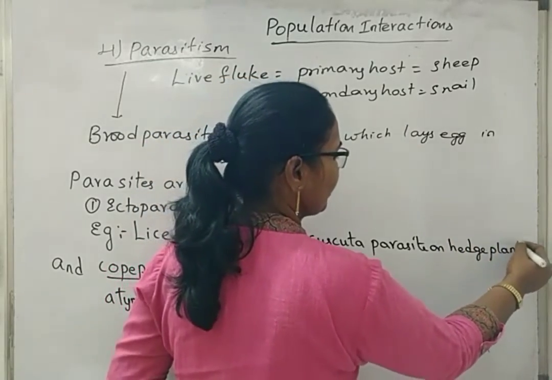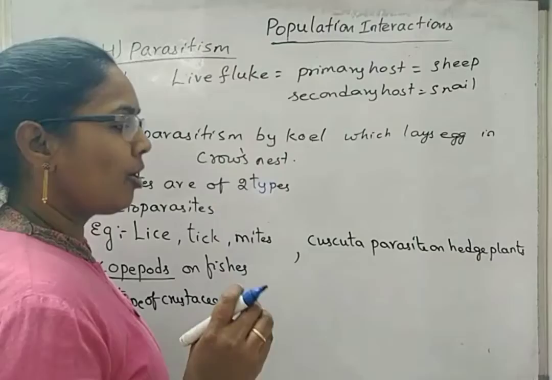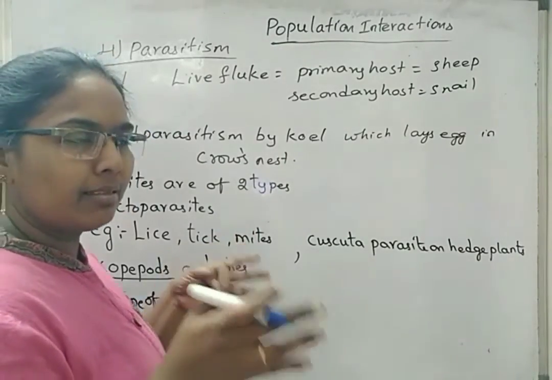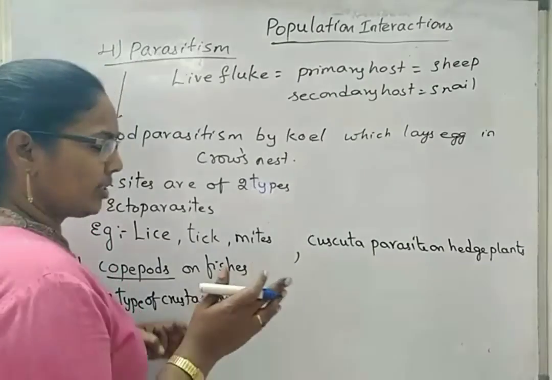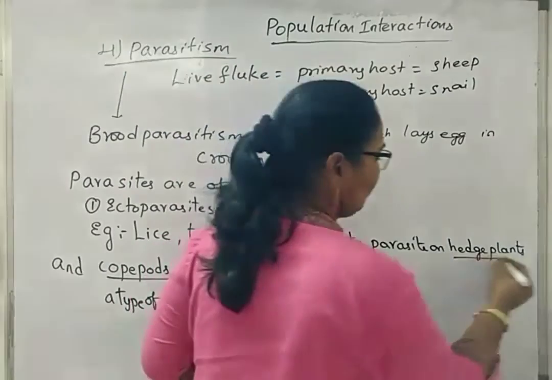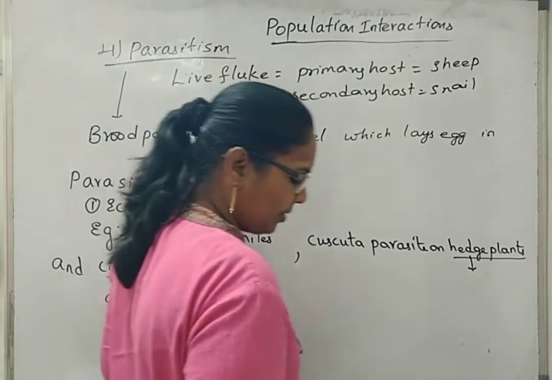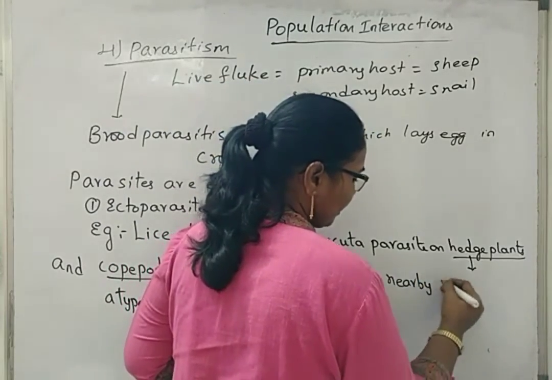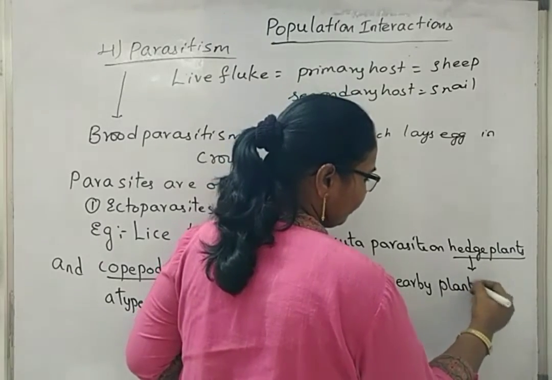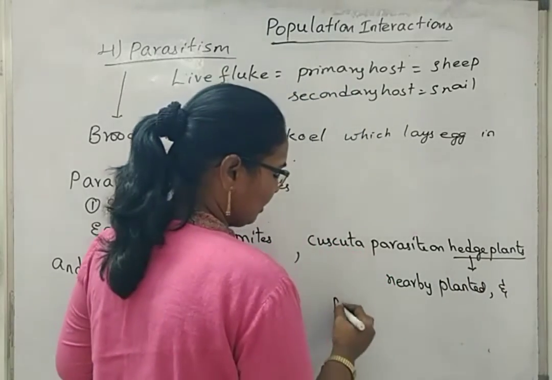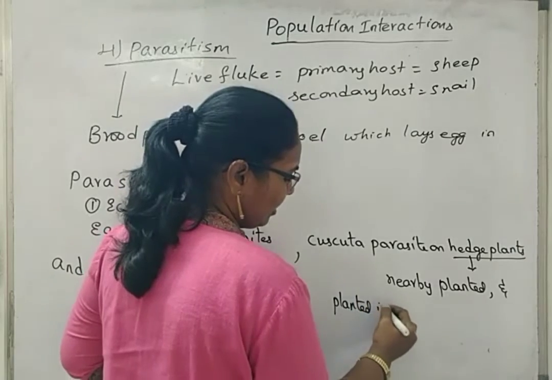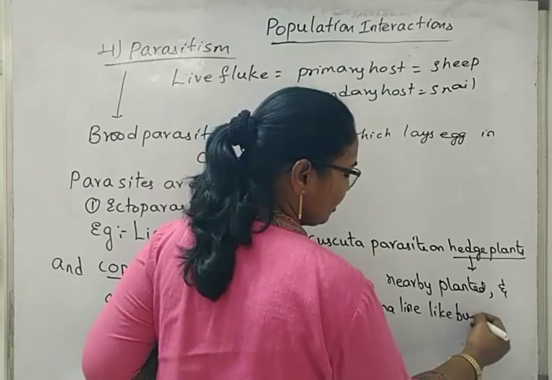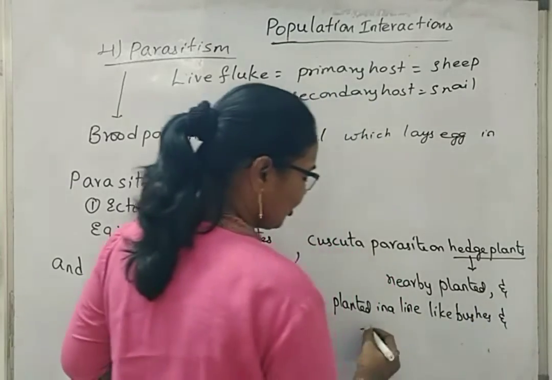What are hedge plants? Hedge plants are those which are compactly planted, meaning very nearby planted, and they appear as thick shrubs or herb-like structure, bushy-like nature. So these hedge plants are nearby planted and planted in a line like bushes and shrubs.